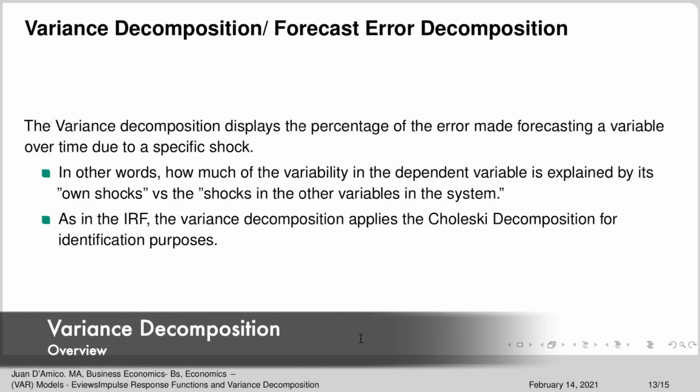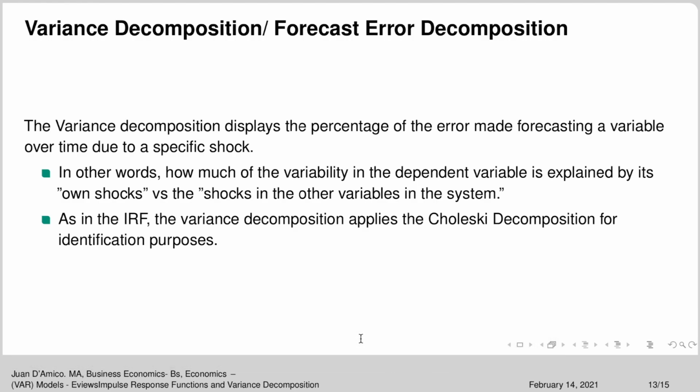Now let's go to the variance decomposition. The variance decomposition displays the percentage of the error made forecasting a variable over time due to a specific shock. In other words, how much of the variability in the dependent variable is explained by its own shocks versus the shocks in the other variables in the system. As in the impulse response functions, the variance decomposition applies the Cholesky decomposition for identification purposes of the main matrix, as we have explained previously.